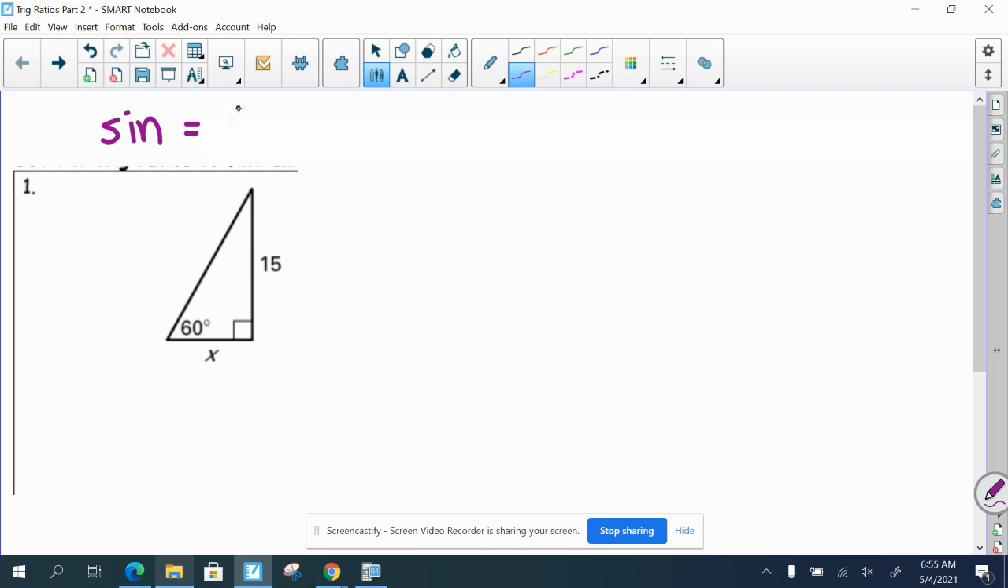So sine is opposite over hypotenuse. Cosine is the ratio of the adjacent side to the hypotenuse. And then the tangent is the ratio of the opposite side to the adjacent side. So notice that tangent is the only one where you don't use the hypotenuse.